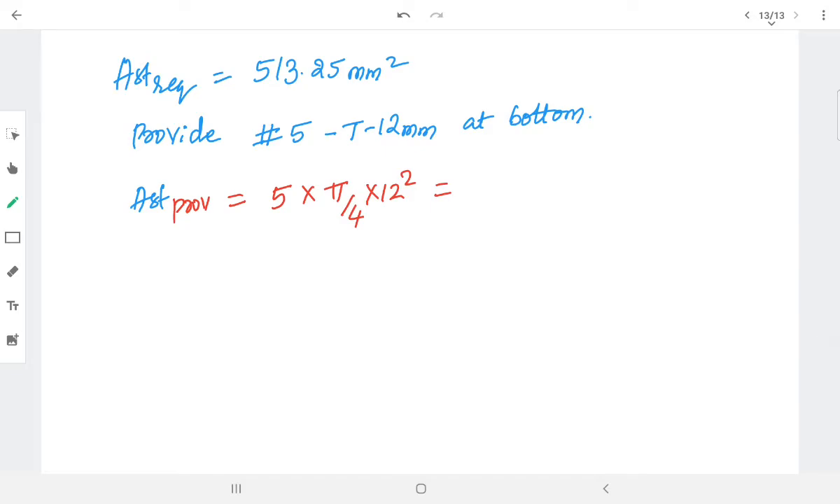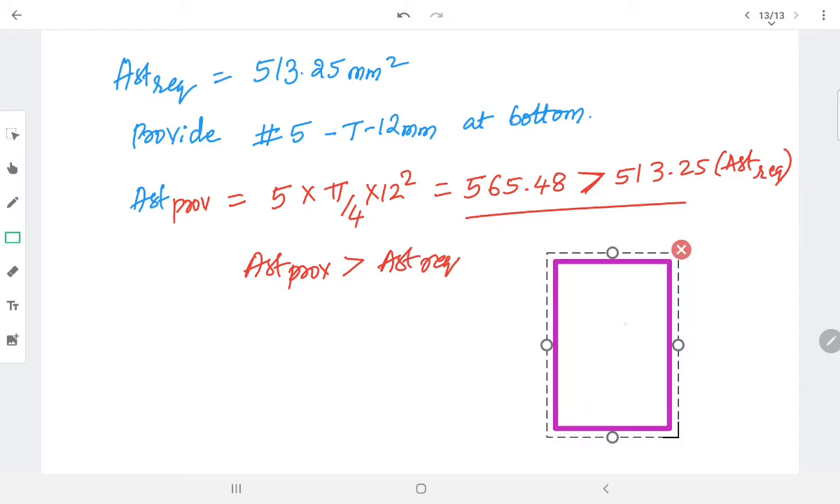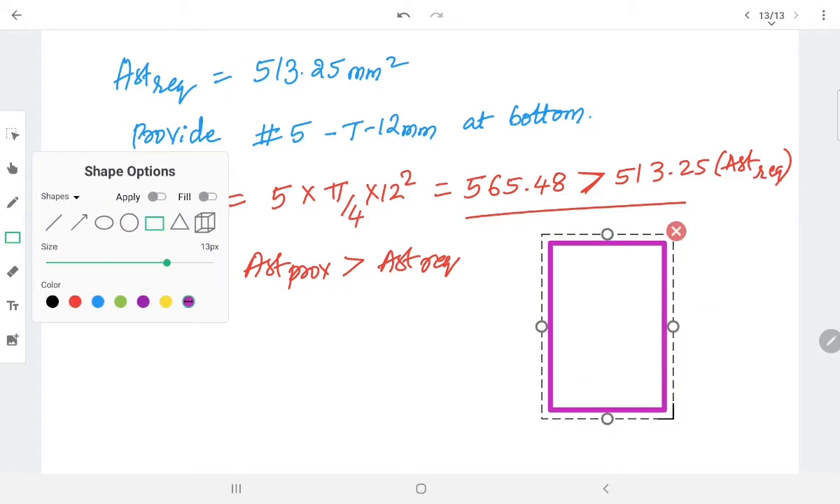So here when you calculate AST provided, we got 565.48. Okay, it is slightly more than 513.25. This is AST required. This condition to be satisfied, AST provided should be greater than AST required. If it is satisfied, I'll be providing reinforcement in the beam. Okay, so this is beam.